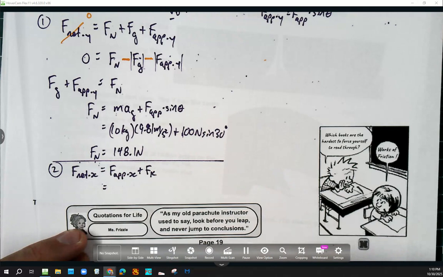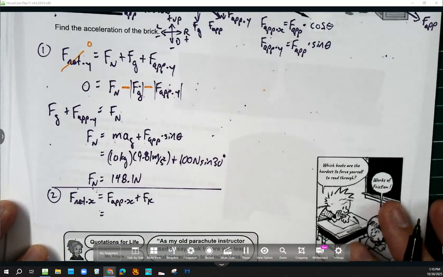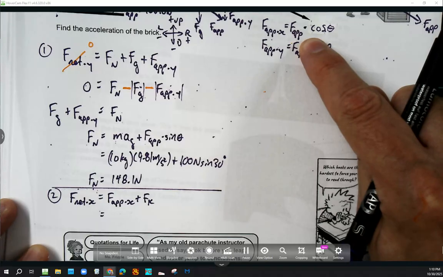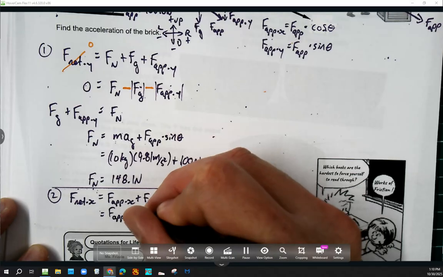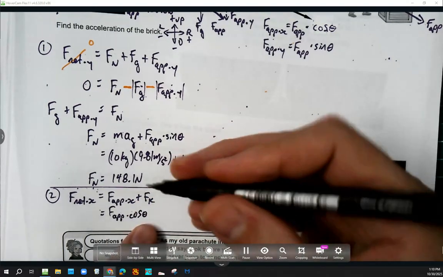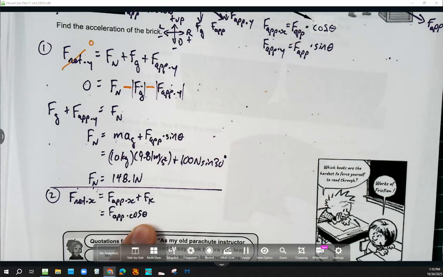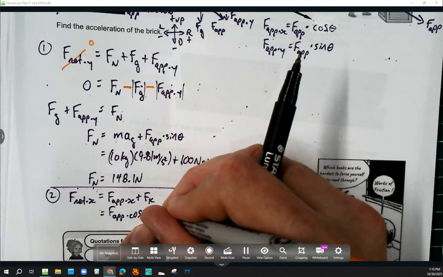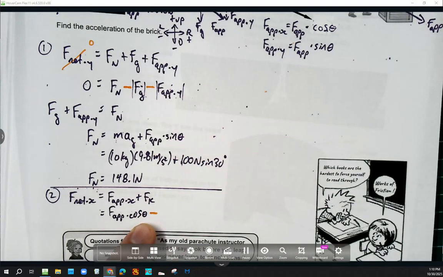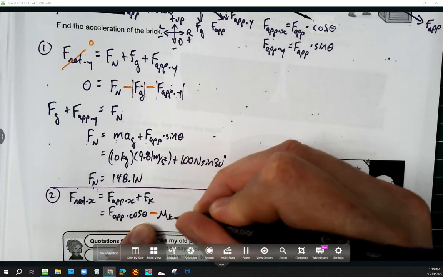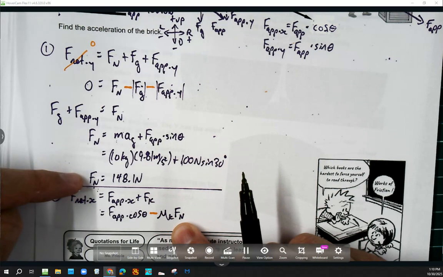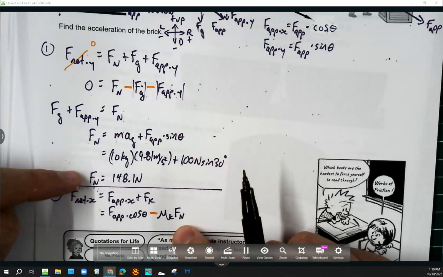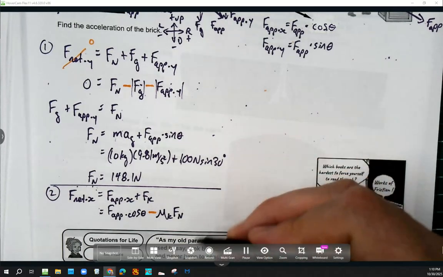I can expand that out. Remember, F applied x was F applied cos theta. So I'll expand F applied x out to F applied times cos theta. And when I put in my fk value, is it going to be a negative value or a positive value? Negative, right? So I'm going to put in my negative sign now, just like I did with the y stuff. I'll say minus mu k times F normal. And as soon as I put in that F normal, you're like, that's why he needed to get the F normal first, because it's going to be a part of what's happening in the x direction. It's a system of equations.